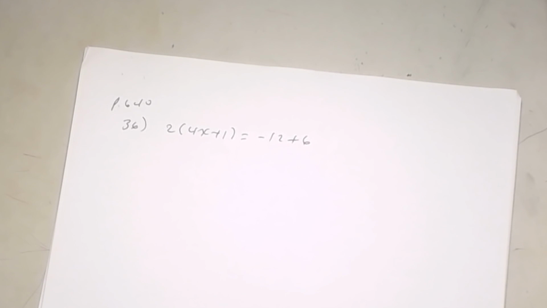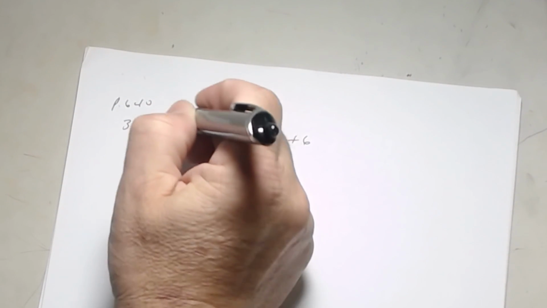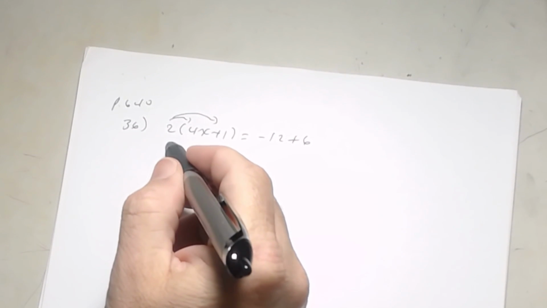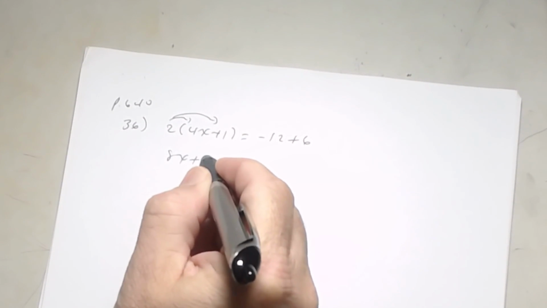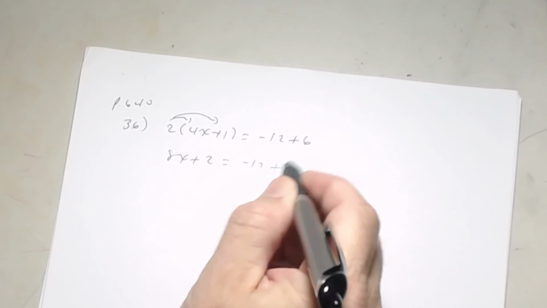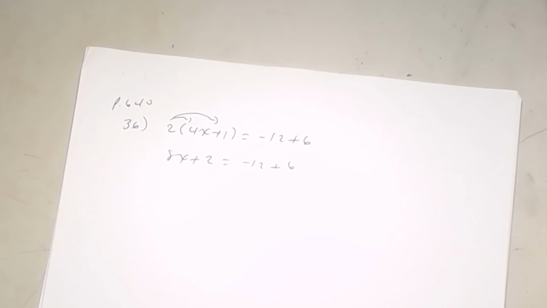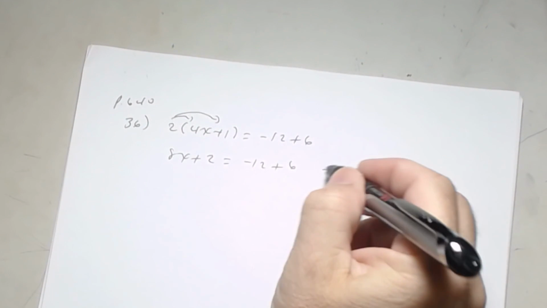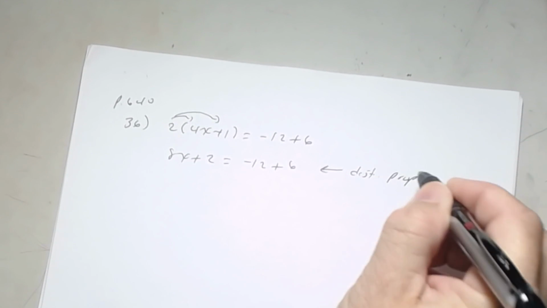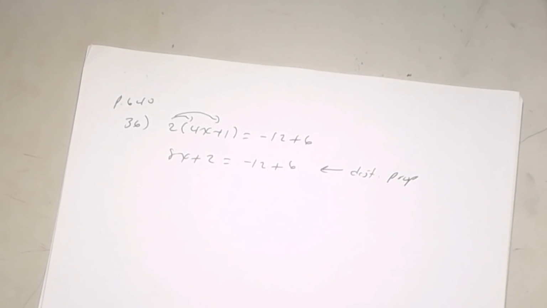So according to our steps, what's the first thing you're going to do? Distributive property. Okay, do that first. Distributive property. So in other words, you're going to multiply everything inside this parentheses by 2. So what are you going to write? 8x plus 2, and just rewrite the other side for right now. Negative 12 plus 6, right? So the first thing you did was what? I'm going to write out what you did. Distributive property. That's what you used. Okay, now what's the next step?